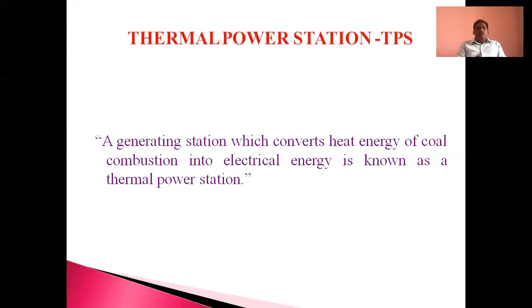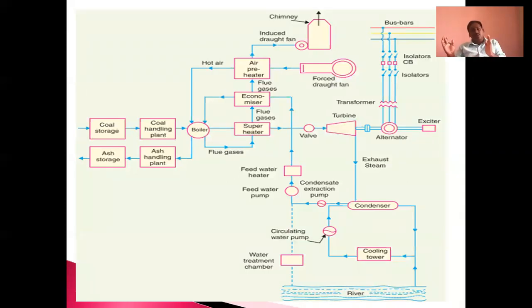This is the basic layout, or block diagram, or schematic diagram of a thermal power station. If we observe, various components of the thermal power station are involved in this layout. First, you will listen to the terminology of the components. After that, we will explain each and every component and how they are used in a thermal power station for the generation of electrical energy. See here, this is coal storage.